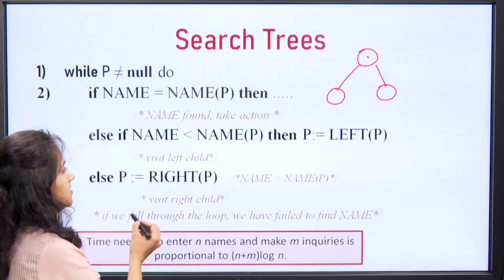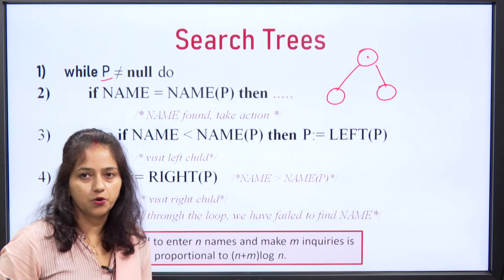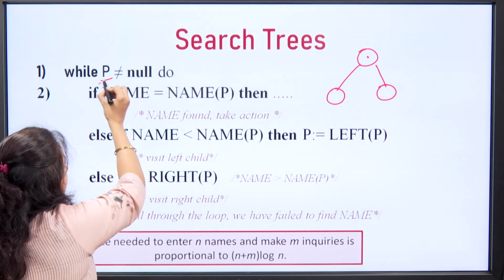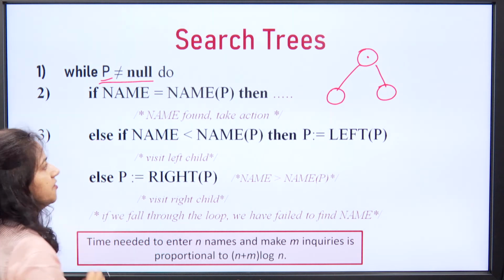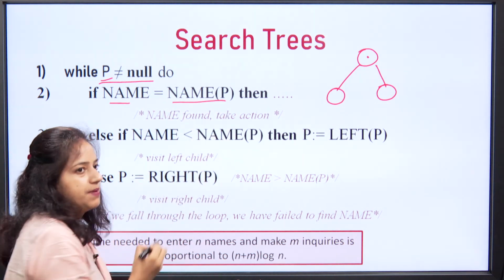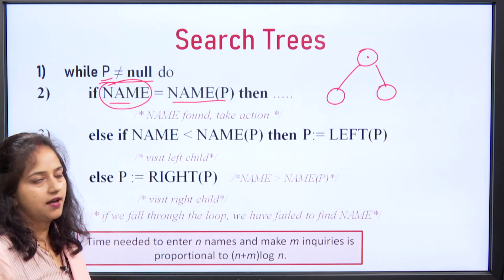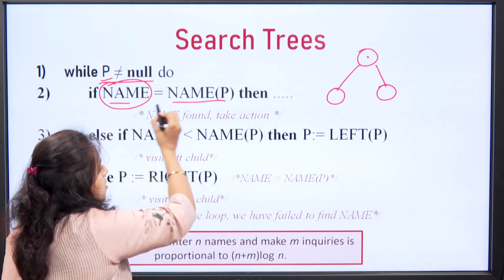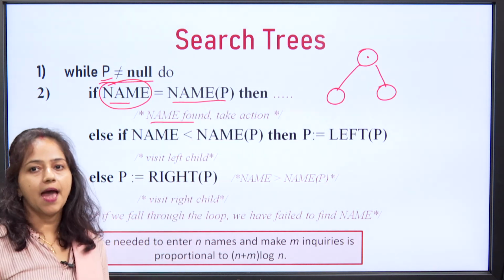So, in this data structure P is the pointer to a particular node. While P is not equal to null, we will apply these 3 steps. What are the steps? First, if name is equal to name of P, where name is the item that we want to search in the symbol table, then we can say that the name is found and appropriate action may be taken.